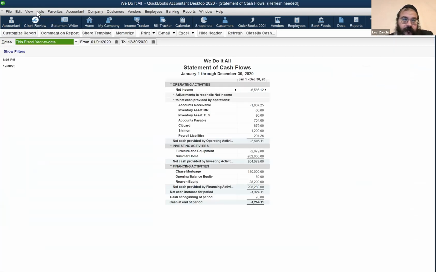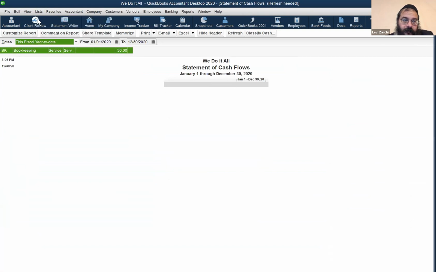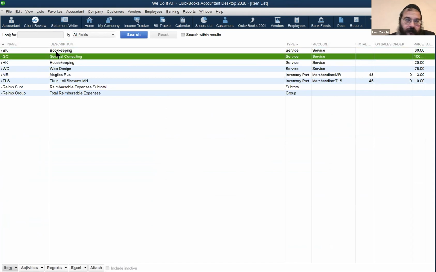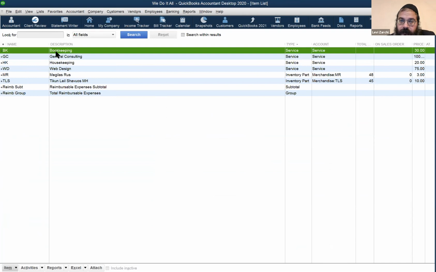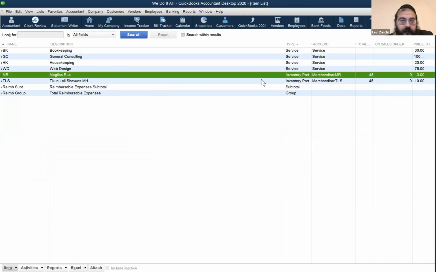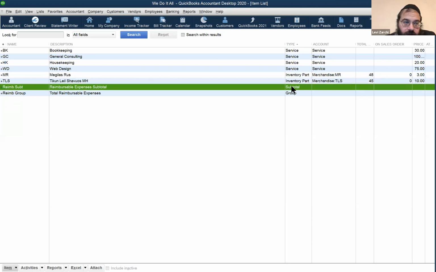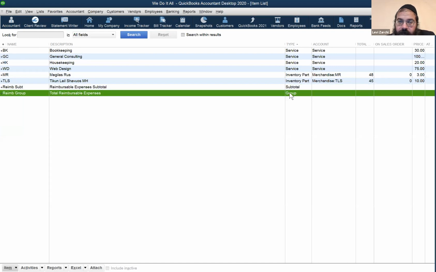We have the item list, recall, but now we have bookkeeping. We have 4 things that we sell in services, 1, 2, 3, 4. We also have inventory. We have TLS. We also have reimbursable expenses, and we have total reimbursable expenses as a group. This was added in by QuickBooks by itself.